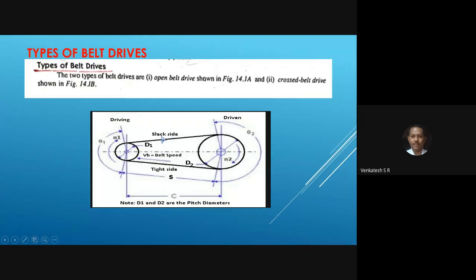Upper portion, this is the slack side. And this is the tight side. Slack side and tight side. And show the arrow mark like this. Curved arrow, N1. Speed N1. And here you show the arrow mark like this. Mention N2. Speed N2.